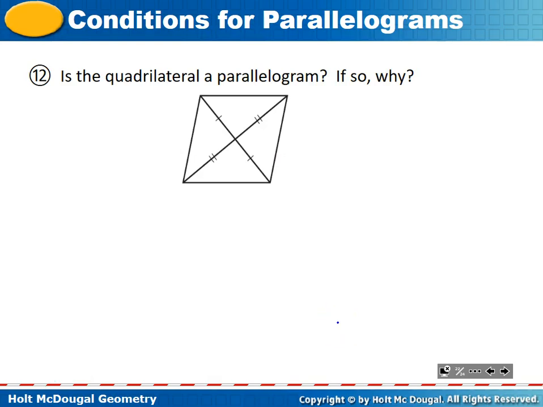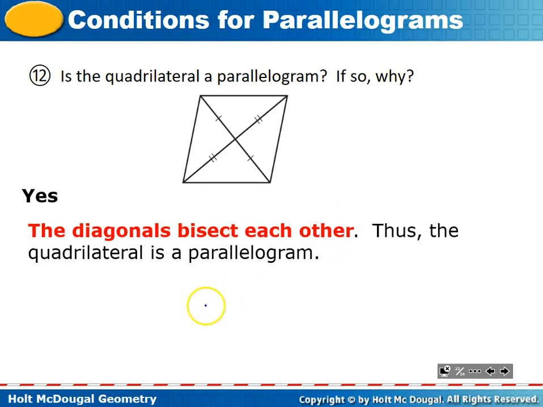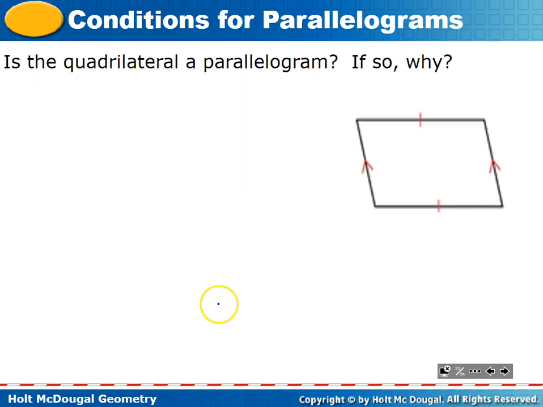Number 12, is the quadrilateral a parallelogram? If so, why? So hopefully you can see here that our diagonals are bisecting each other. We got this part is congruent with this other part. And then we've got 2 ticks here and 2 ticks there. So we can see that the diagonals do bisect each other. So the quadrilateral is a parallelogram.